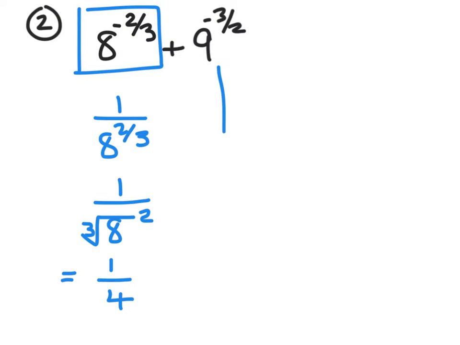Now if you do the same thing with the 9 to the 3/2, you'll get another fraction. And then you can go 1/4, add whatever your other fraction is, and you can work that out.